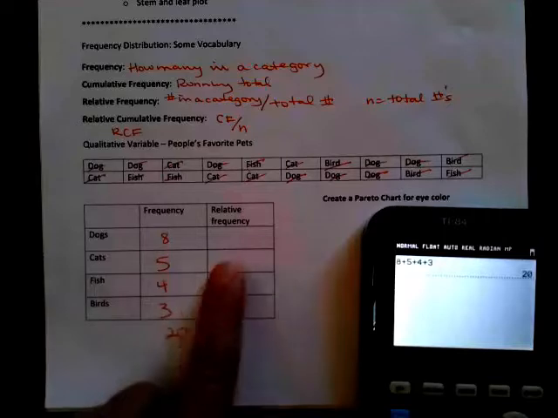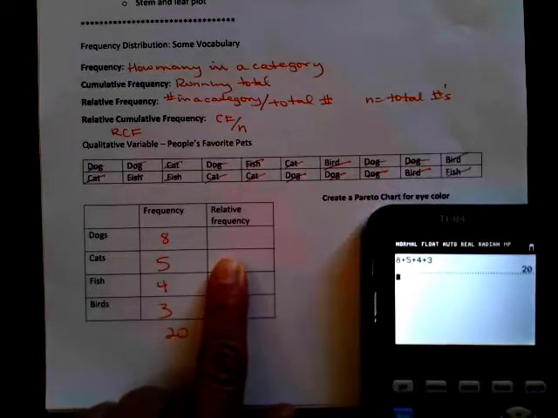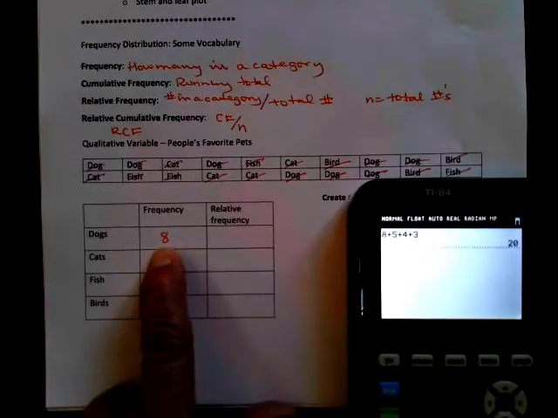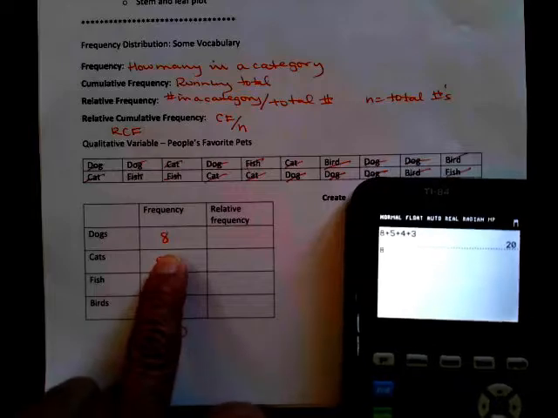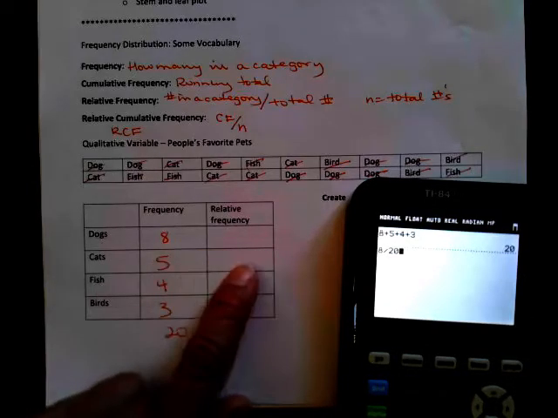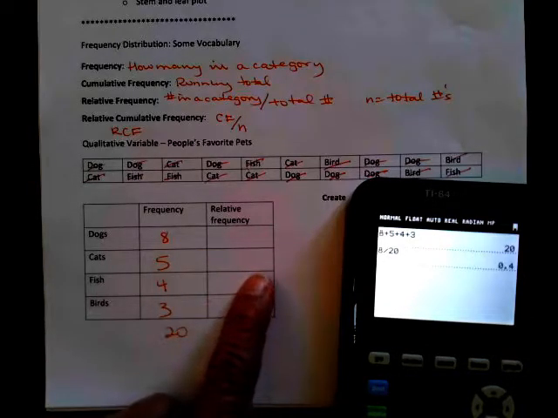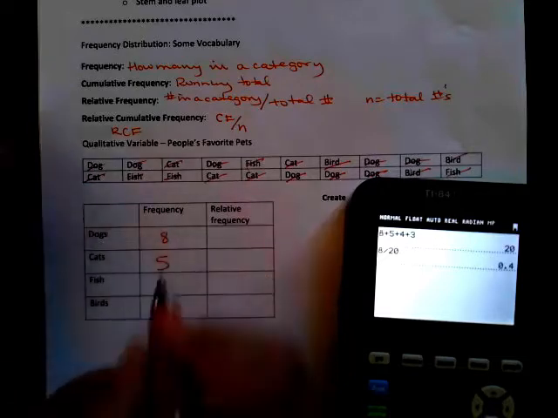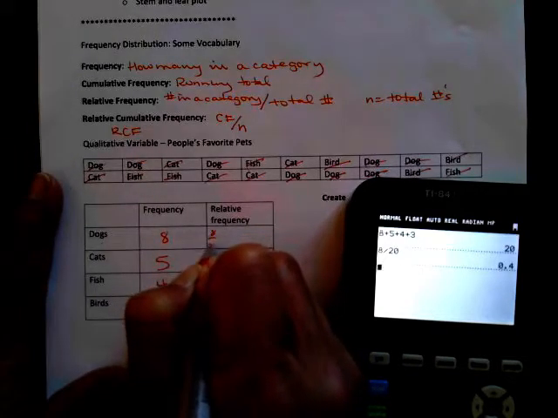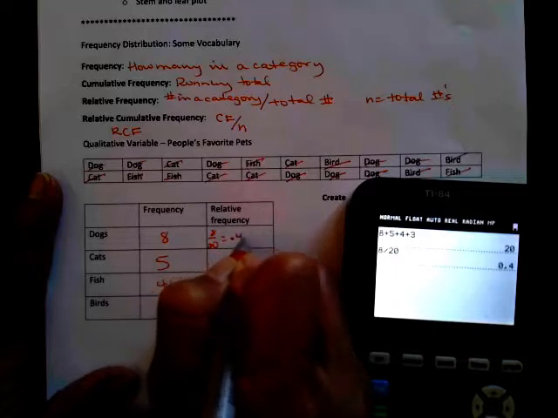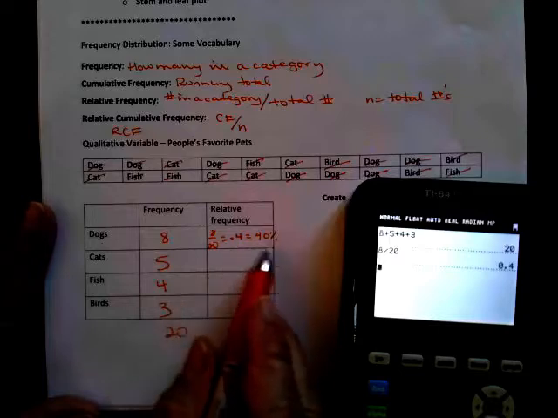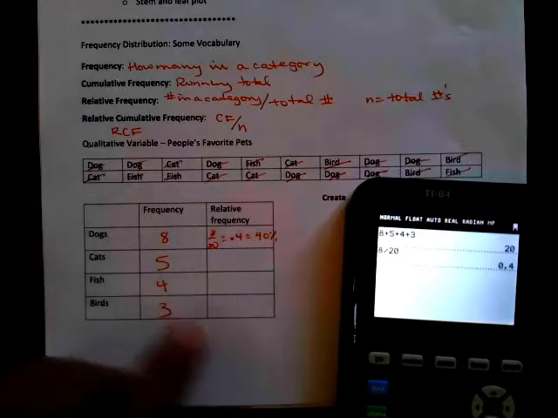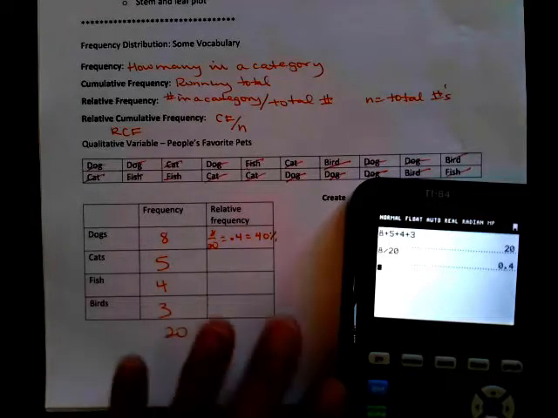Awesome. So then for relative frequency, we're going to take the frequency for each category, right? So these are the different categories: dogs, cats, fish, birds. So I had 8 of the 20 who preferred dogs. So 8 over 20 or 0.4. So you can either write this as a fraction or the decimal, or finally, you can write that as a percent. So you can change the 0.4 into 40%. Multiply by 100, add the percent symbol.